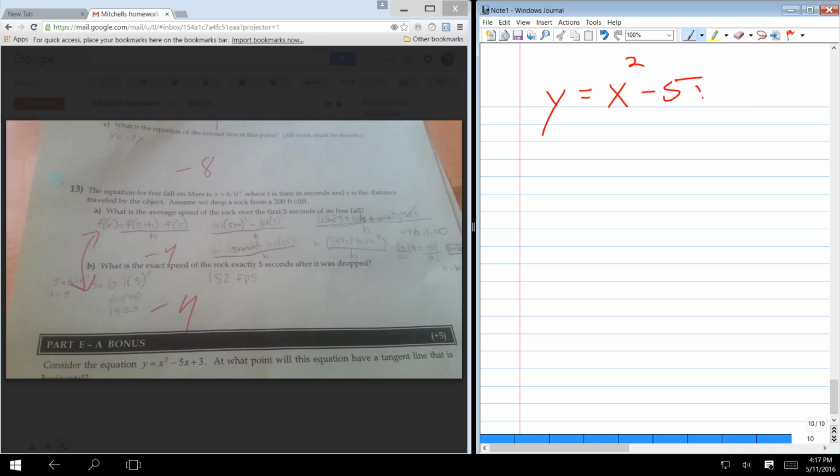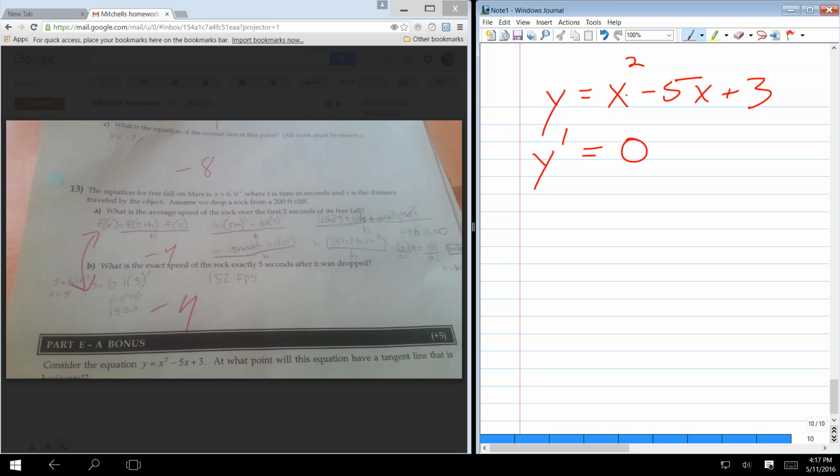And I'll explain what I mean. At what point will this equation have a tangent line that is horizontal? Well, what is the slope of a horizontal tangent line? 0. So they're actually saying, at what point is the first derivative going to be equal to 0? So that is what produces a horizontal tangent line. Remember what the first derivative is. It is the slope of the tangent line.